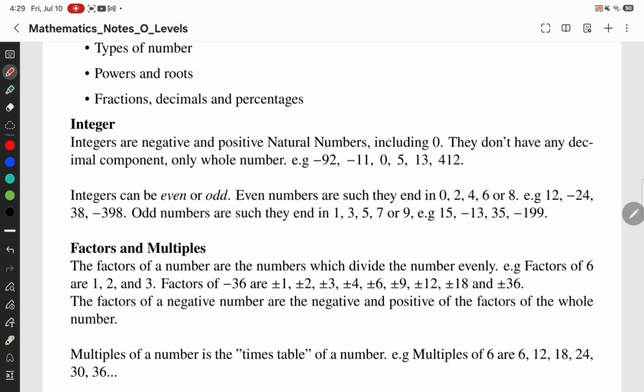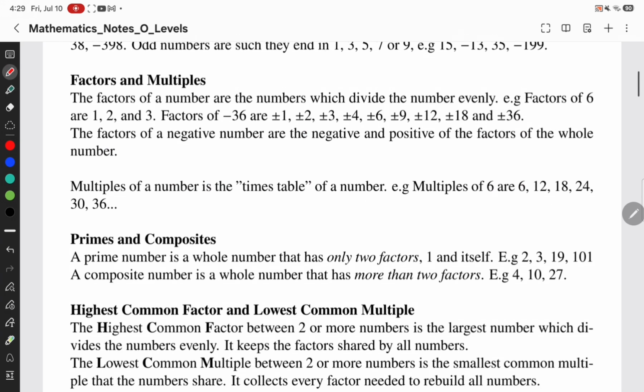Next, we have factors and multiples. The factors of a number are the numbers which divide the number evenly. Example: the factors of 6 are 1, 2, 3 and 6. Factors of negative 36 are plus minus 1, plus minus 2, plus minus 3, plus minus 4, plus minus 6, plus minus 9, plus minus 12, plus minus 18 and plus minus 36.